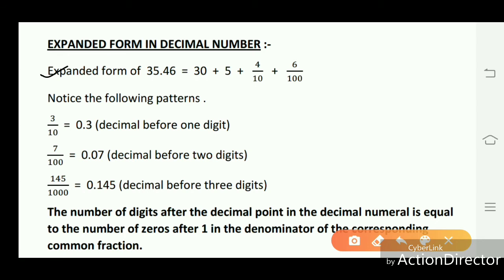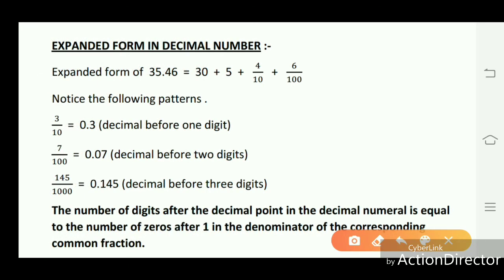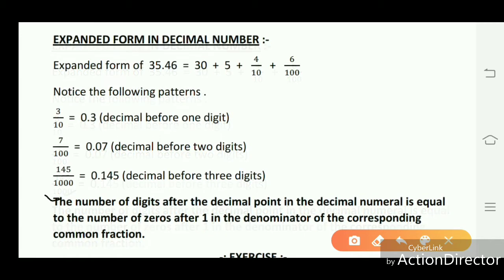Notice the following patterns. 3 upon 10 is equal to 0.3, the decimal point before one digit. 7 upon 100 is equal to 0.07, the decimal point before two digits, because it has two zeros. Then 145 upon 1000 is equal to 0.145, the decimal point before three digits, because it has three zeros in the denominator. The number of digits after the decimal point in the decimal numeral is equal to the number of zeros after 1 in the denominator of the corresponding common fraction.